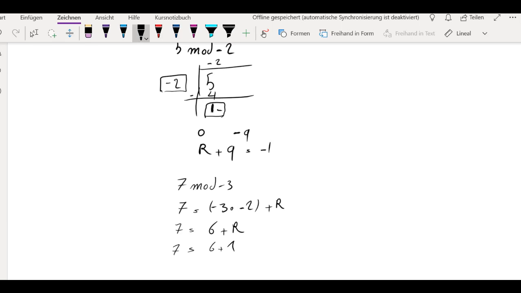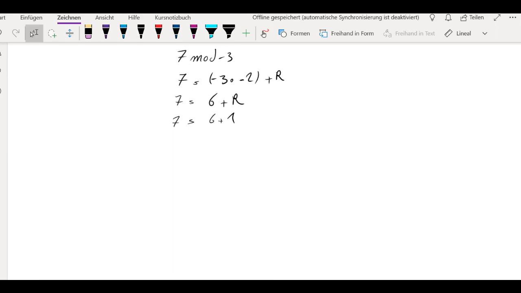But there's a problem, and the problem is, again, as I mentioned, the rule is the remainder should always be between 0 and 1 minus the divisor. So what we do is add r plus q, which would give me 1 minus 3, equal to minus 2. So 7 mod minus 3 is equal to minus 2.